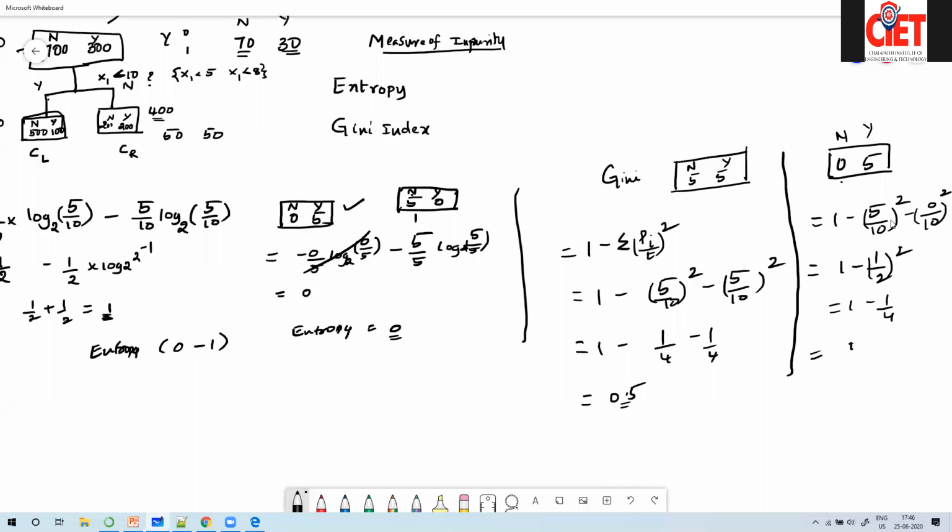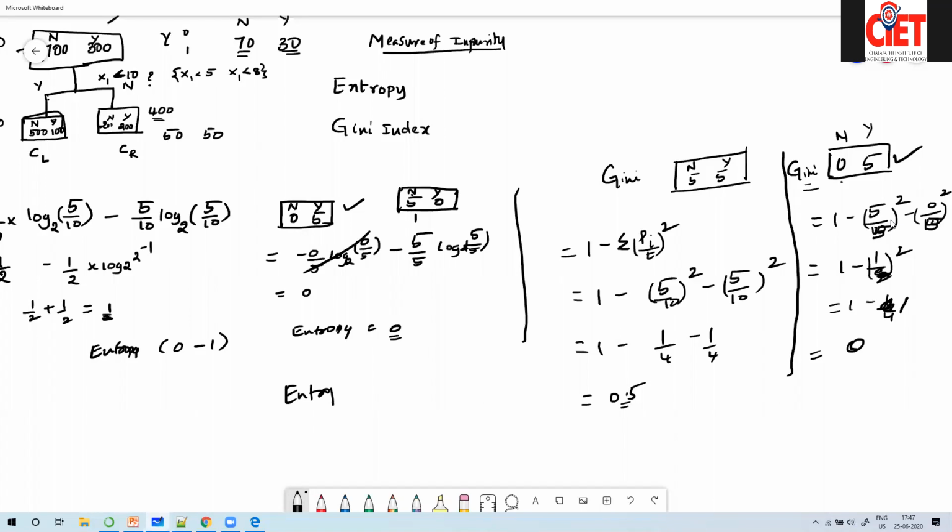Oops. How come this is 5 by 10? It's 5 by 5, right? So this is 0 by 5. That's why. 5 by 5 is 1. 1 square is always going to be 1. 1 minus 1 is going to be 0. For a perfectly pure node, your Gini is going to be 0.